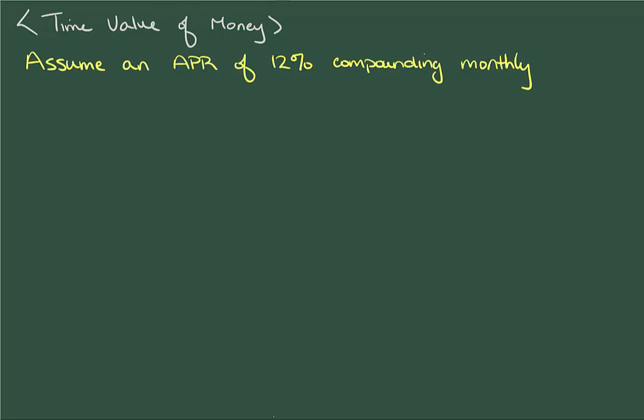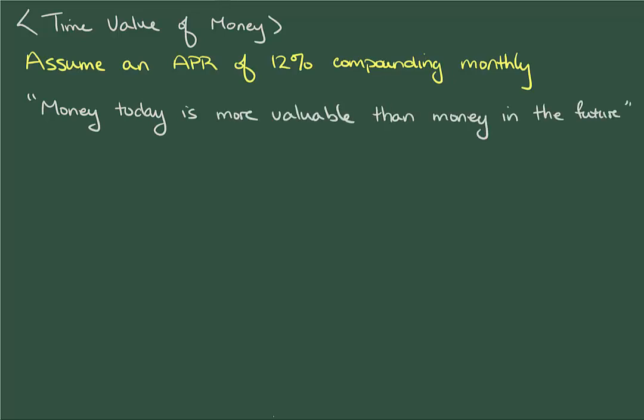It's time to have a general conversation about the time value of money, which is this idea that the longer it takes for you to realize a cash event, the less that money is worth to you. Now, to move money through time, we're going to use an APR of 12% compounding monthly. All right, so the statement, what is the time value of money? It's generally the statement that money today is more valuable than money in the future.